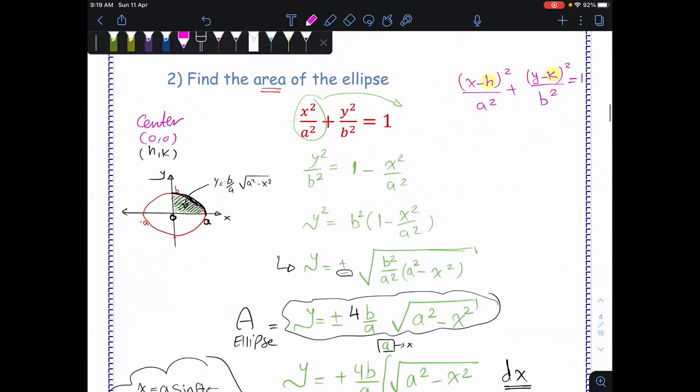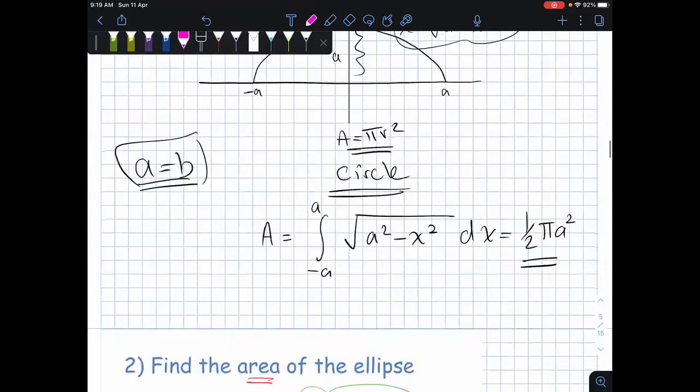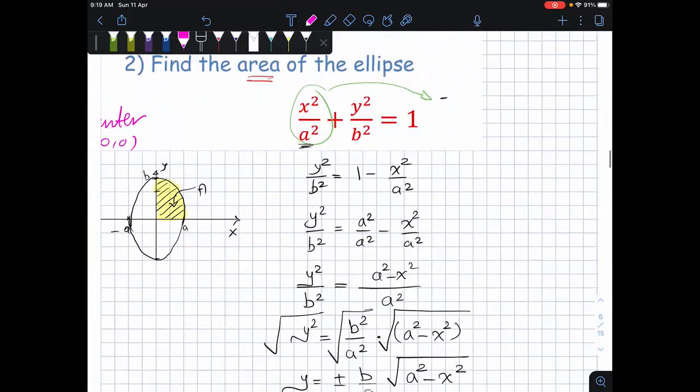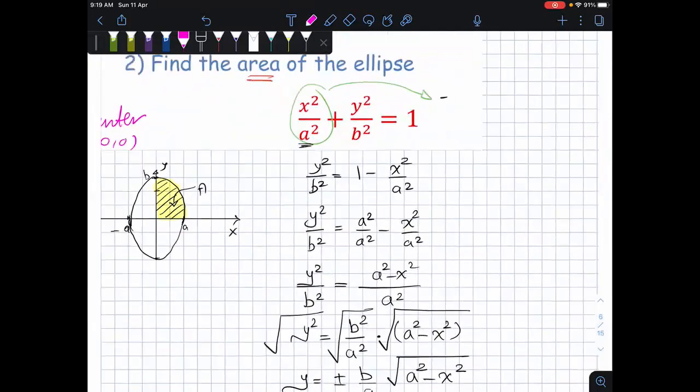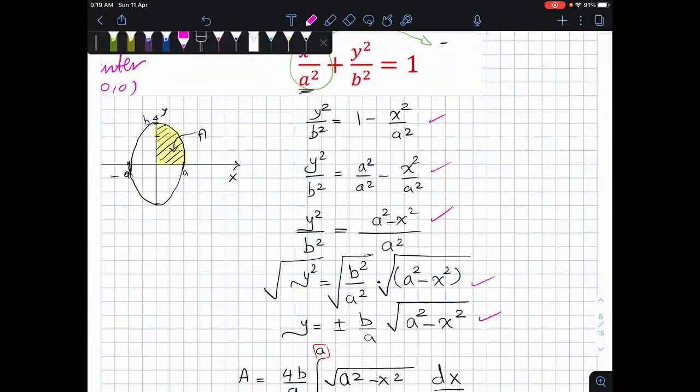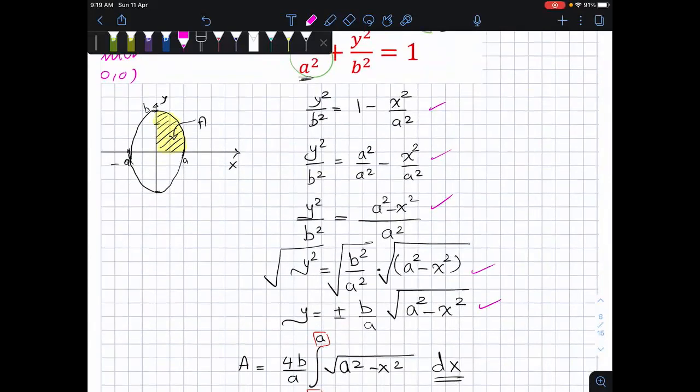Do you remember this question, guys? Like the area of an ellipse. Let's revise this question: find the area of the ellipse. It has a center of 0, 0, and the equation of an ellipse is x squared over a squared plus y squared over b squared equals 1. We solve this equation explicitly, meaning we leave y alone on one side. After the algebraic steps, y is positive or negative b over a root of a squared minus x squared.